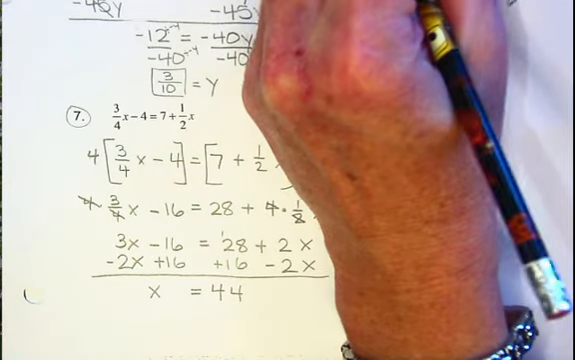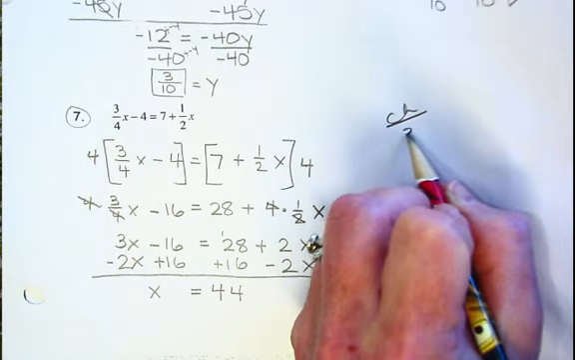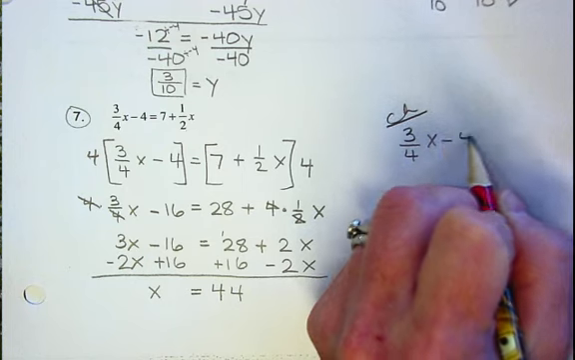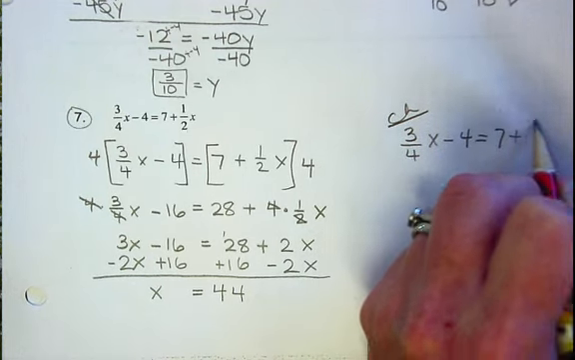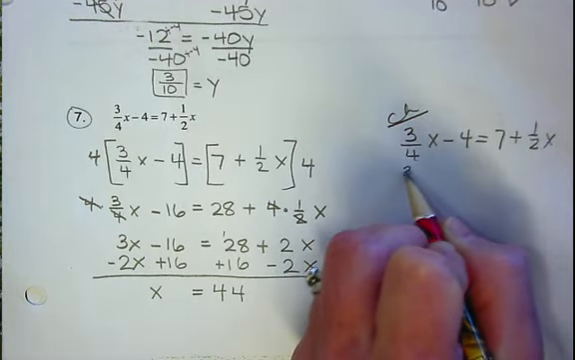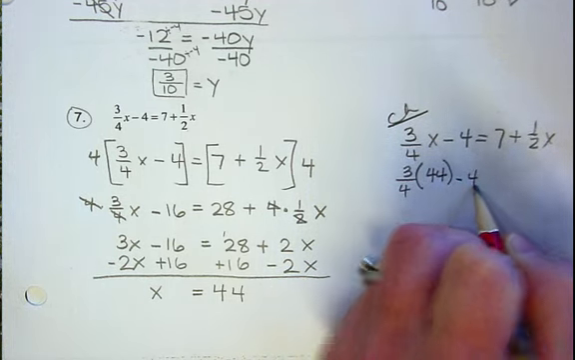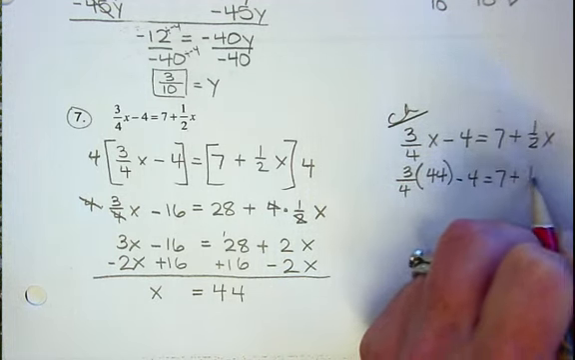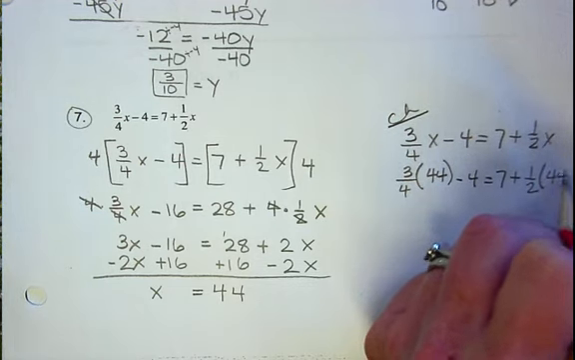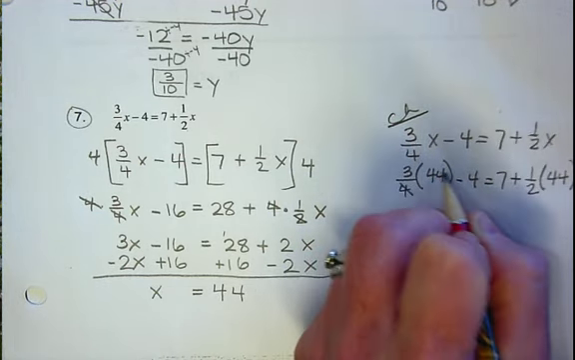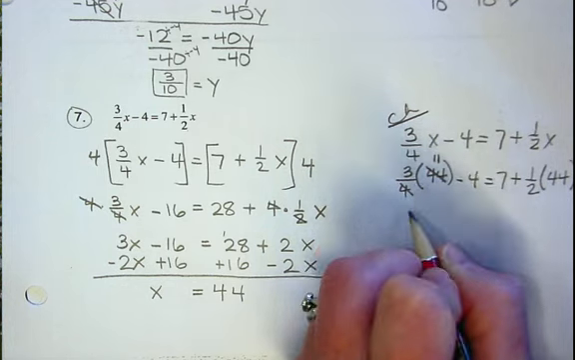Now check it. I'm going to put a check on that one too. So I'm going to have 3/4 x minus 4 equals 7 plus 1/2 x. I'm going to substitute that 44 in. Minus 4 equals 7 plus 1/2 times 44. Now 4 goes into 44 11 times.